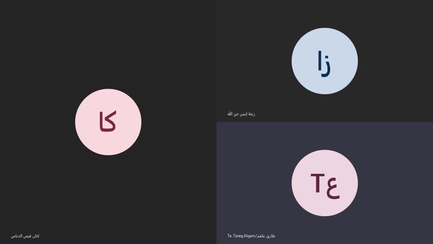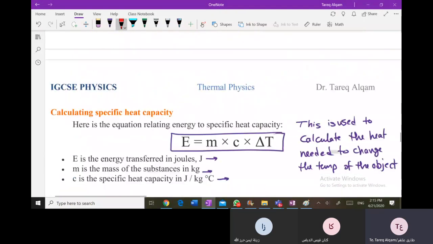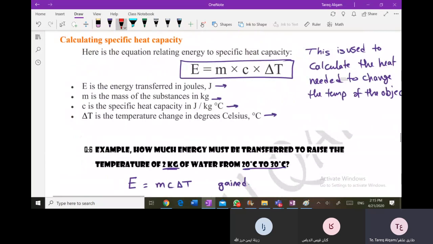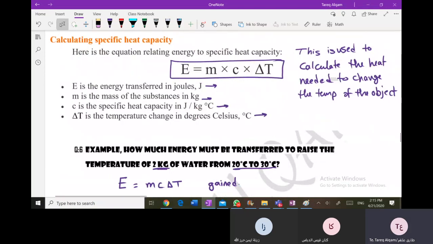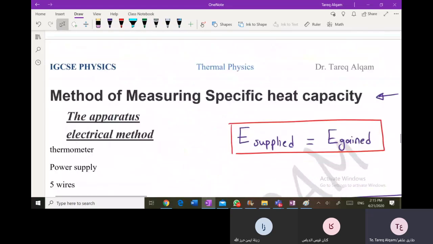Okay, good. And if I consider the heat capacity as a definition, guys, it's mass times the specific heat capacity. We discussed also this part, which is about energy, or calculation of energy if there is a temperature change. M is mass, C is specific heat capacity, delta T is the change in temperature. We did several questions about that.